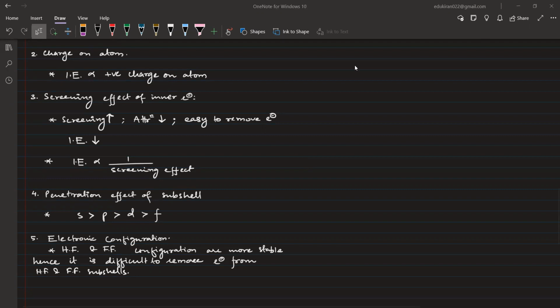Devangi, have you learned this electronic configuration, half filled and fully filled? Yes or no? No, sir, not right now. Okay, so see, if you have a configuration like this, do you understand this configuration? Yes or no, Devangi? No. Do you recognize this orbital? No. Oh, that means you're not watching the lectures, right?